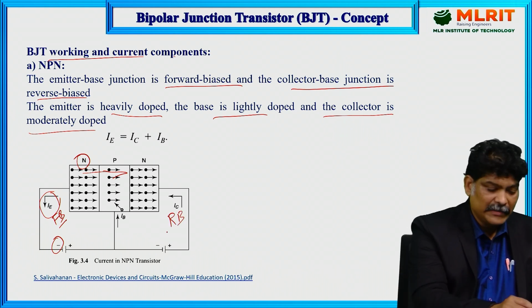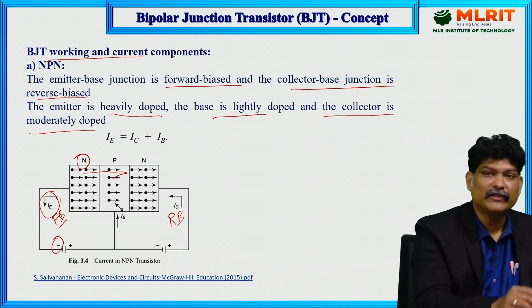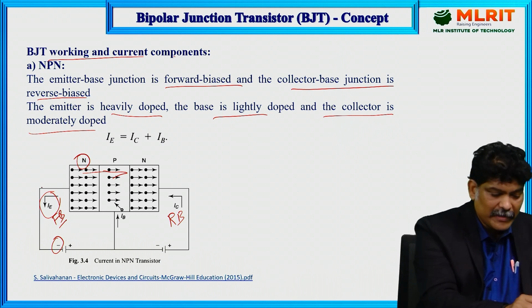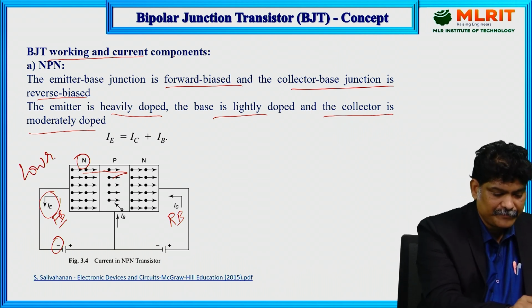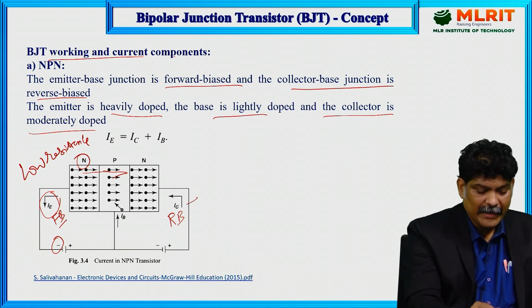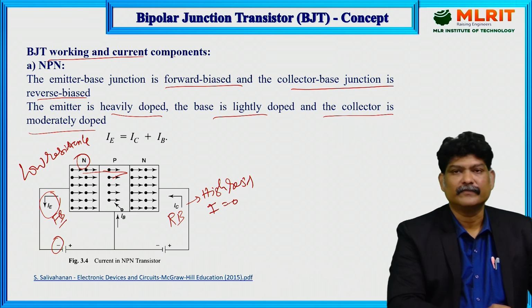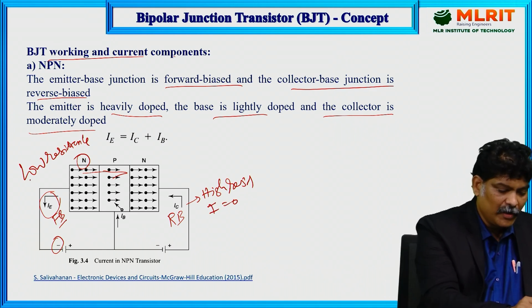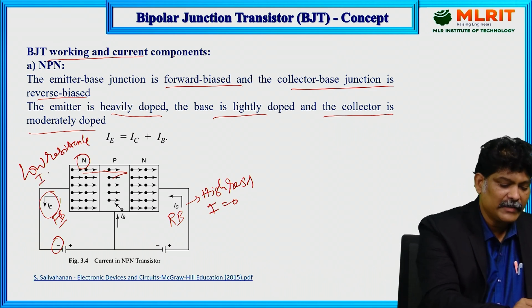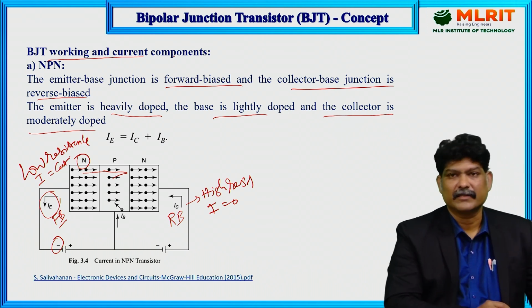So the input section is forward bias and the output section is reverse bias. This is forward bias means some current is flowing through this, right? That means it is a low resistance region, and this is a high resistance region. High resistance region means what? Current equals 0 ideally. Here low resistance means some current is there, some constant current flowing through this, okay.